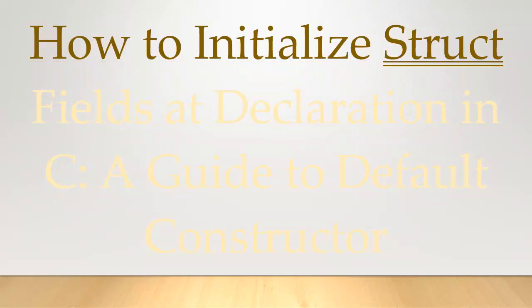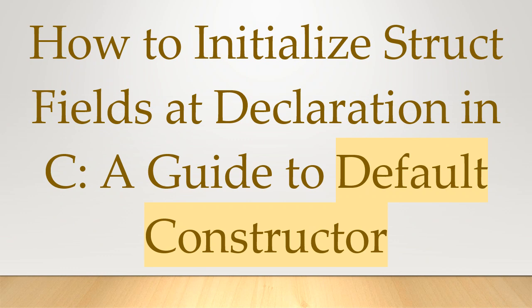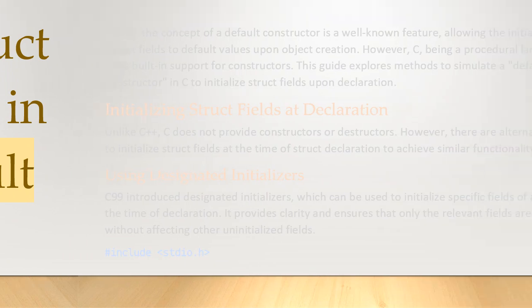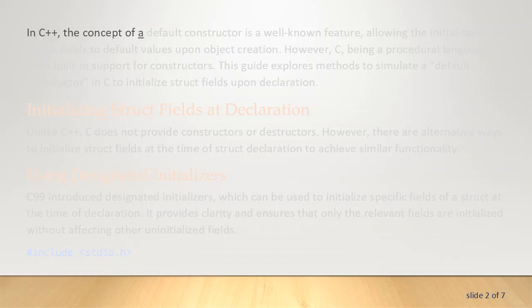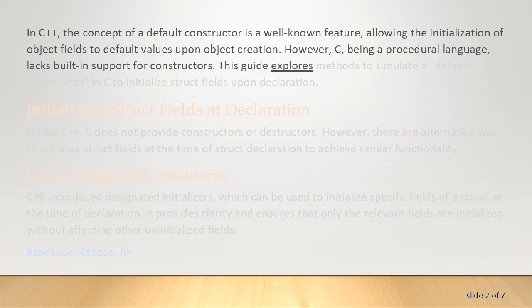How to initialize struct fields at declaration in C, a guide to default constructors. In C++, the concept of a default constructor is a well-known feature, allowing the initialization of object fields to default values upon object creation. However, C, being a procedural language, lacks built-in support for constructors. This guide explores methods to simulate a default constructor in C to initialize struct fields upon declaration.